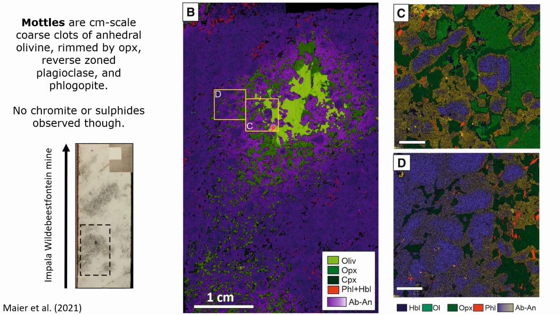In these enhanced element maps, we can clearly see the intensity of reverse-zoned plagioclase decreasing with distance from the mottle, and we can also see this abundance of oriented phlogopite lining the outer margin of this halo.